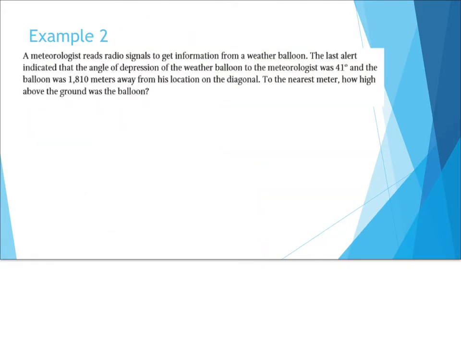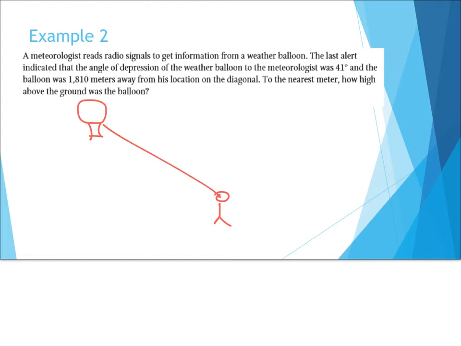Okay, let's do another one. Once again, drawing the picture can be tricky. A meteorologist reads radio signals to get information from a weather balloon. So here's my little weather balloon. I'm sure it's going to be lovely. It's up in the sky. The last alert indicated that the angle of depression of the weather balloon to the meteorologist. So he's standing down here on the ground. So there's our angle of depression, kind of, sort of.